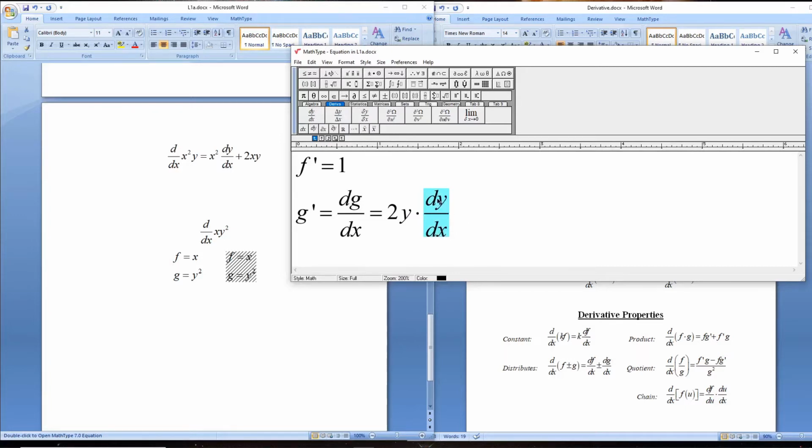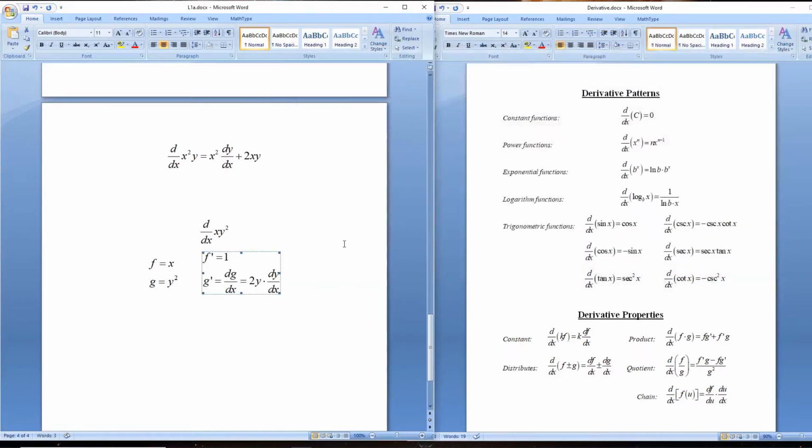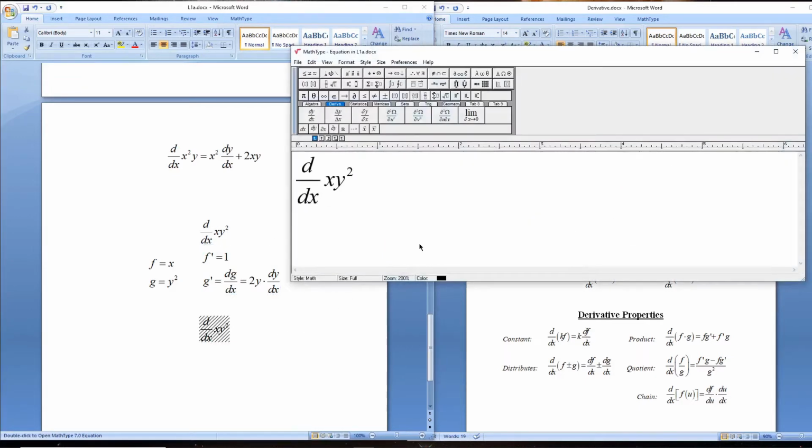Again, we don't know it. We're trying to solve for it. And we can't solve for it if we don't have a symbol to solve for. So that's why we're keeping this here, because that's ultimately what we're solving for. And so now we can write this out using the product rule. So we have f times g prime, which is 2y dy dx. And then we have plus f prime, which is just 1, and then g, which is y squared. And that's our answer.